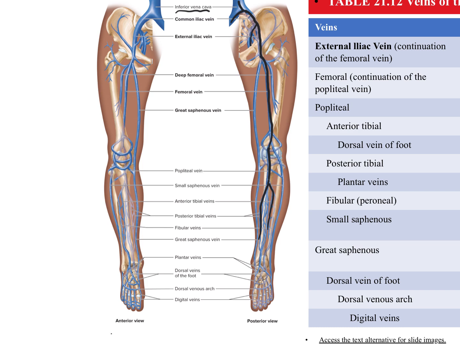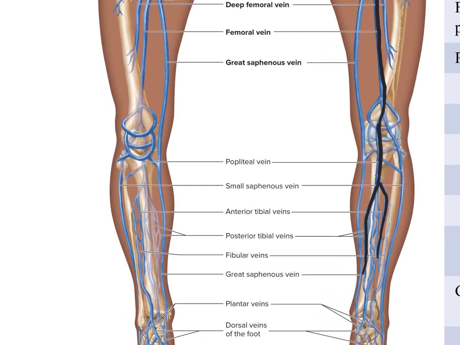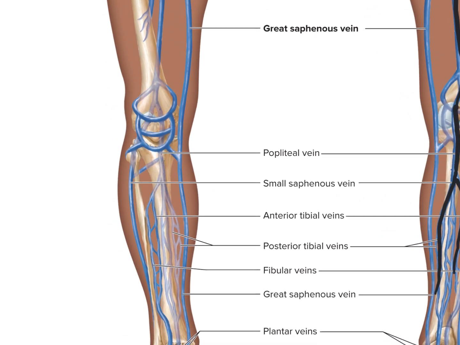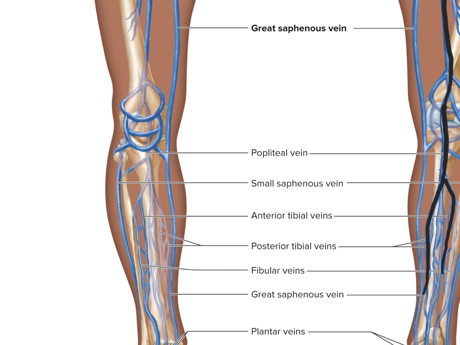On the other side, we see the anterior view, and with the anterior view, we see the anterior tibial vein, how it has to go to the back of the leg, so it goes around the back of the tibia, and it will join with those posterior tibial veins. There's two of those posterior tibial veins, which join with that anterior tibial vein to become the popliteal vein.